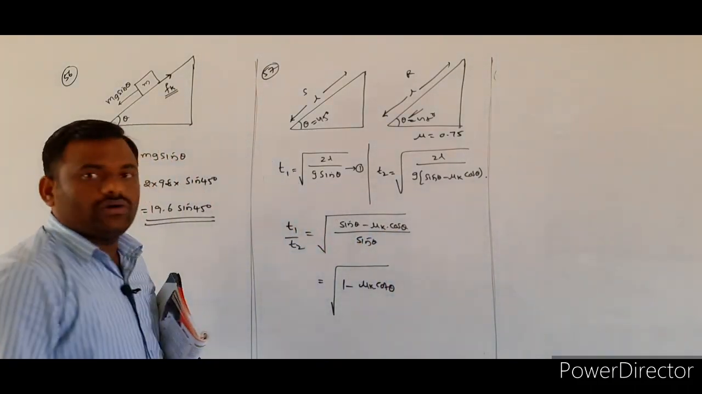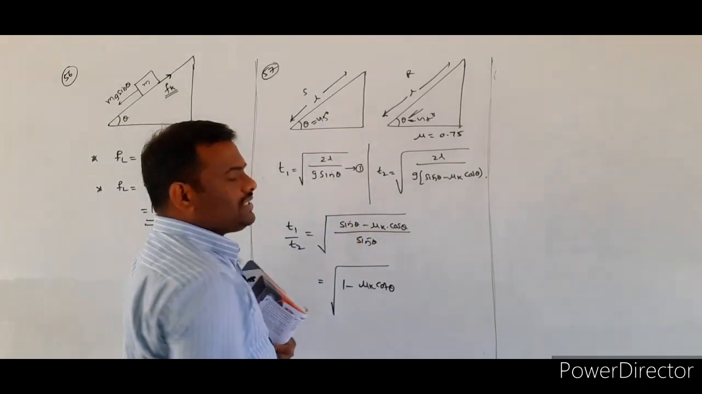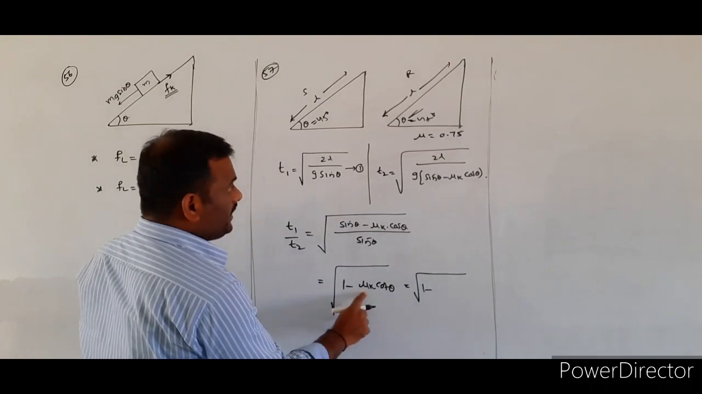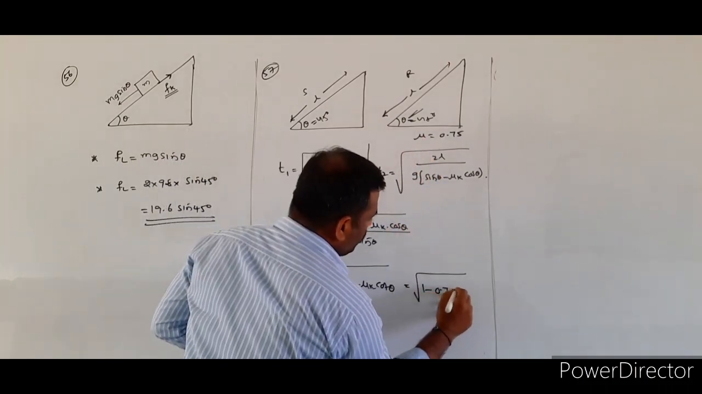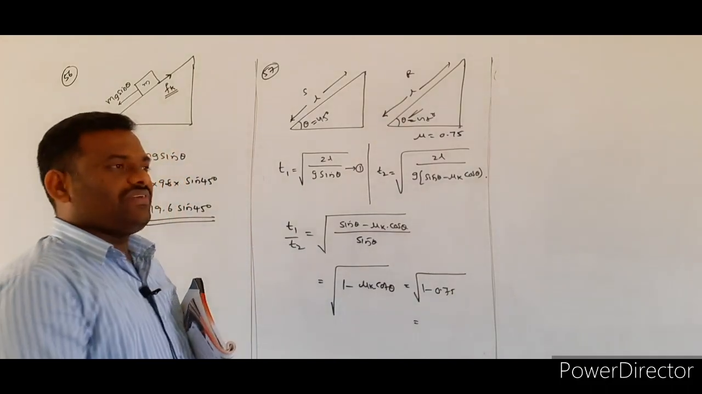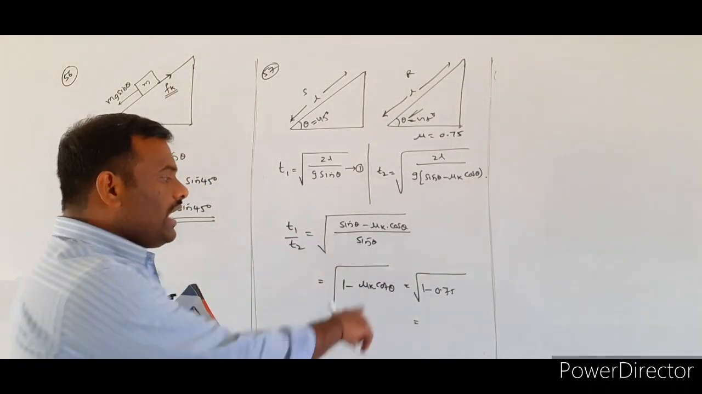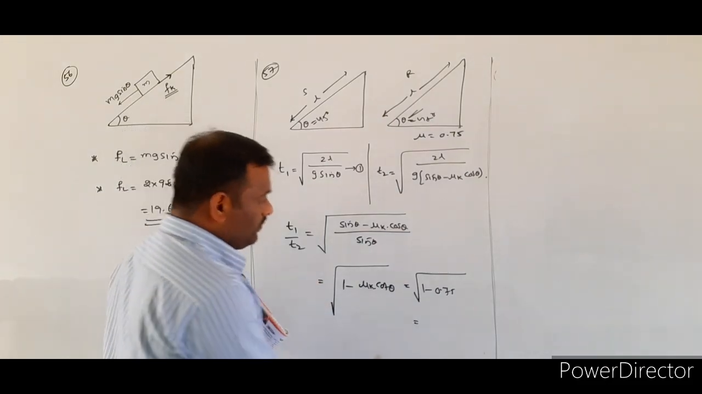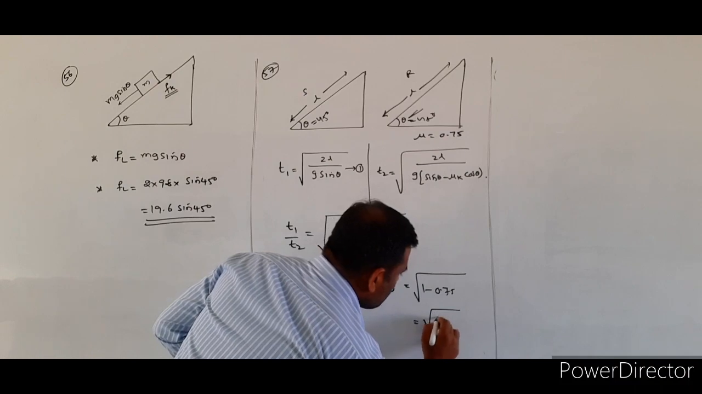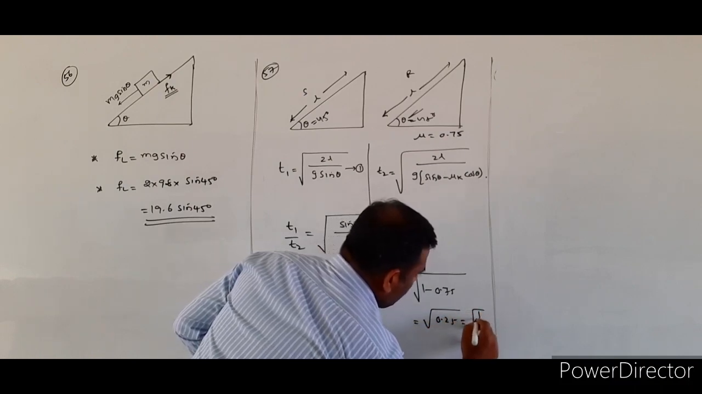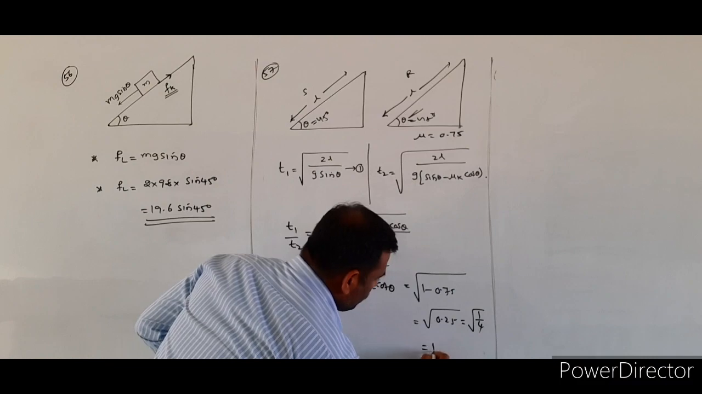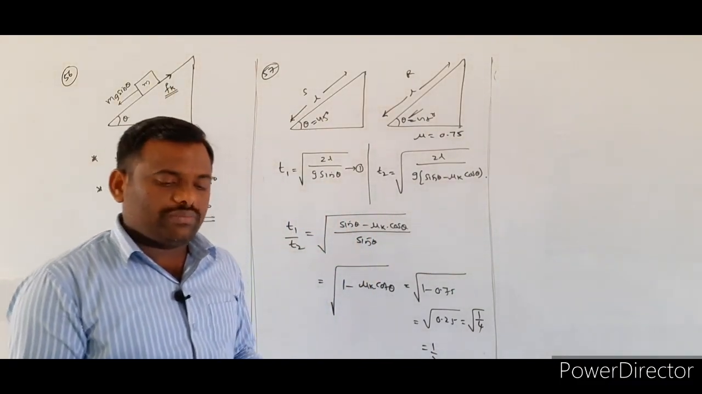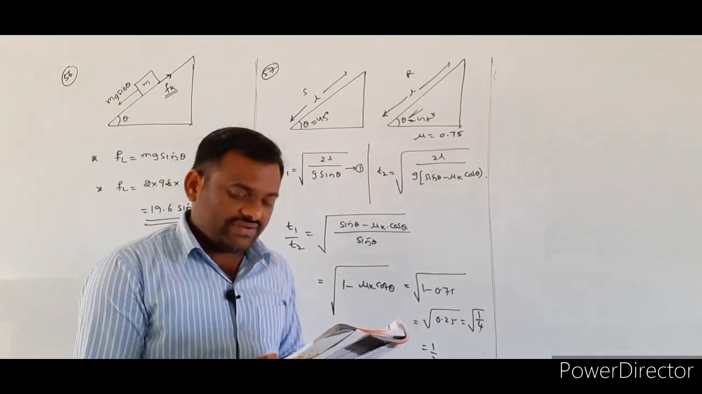Cot theta. Okay? Here cot 45 is also 1, so this value is equal to under root of 1 minus mu k value. What is that value? 0.75. 1 minus 0.75 is 0.25. So under root 0.25 is equal to 0.5. This value is 0.25, which is the root of 1 by 4, that value is equal to 1 by 2. The ratio becomes 1:2. Like this we have to simplify numerical number 57.